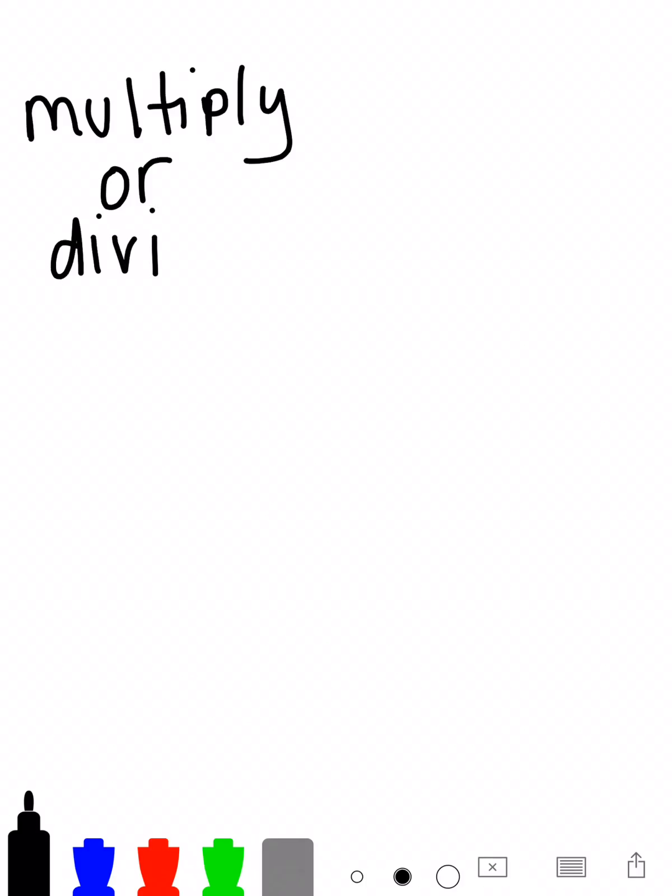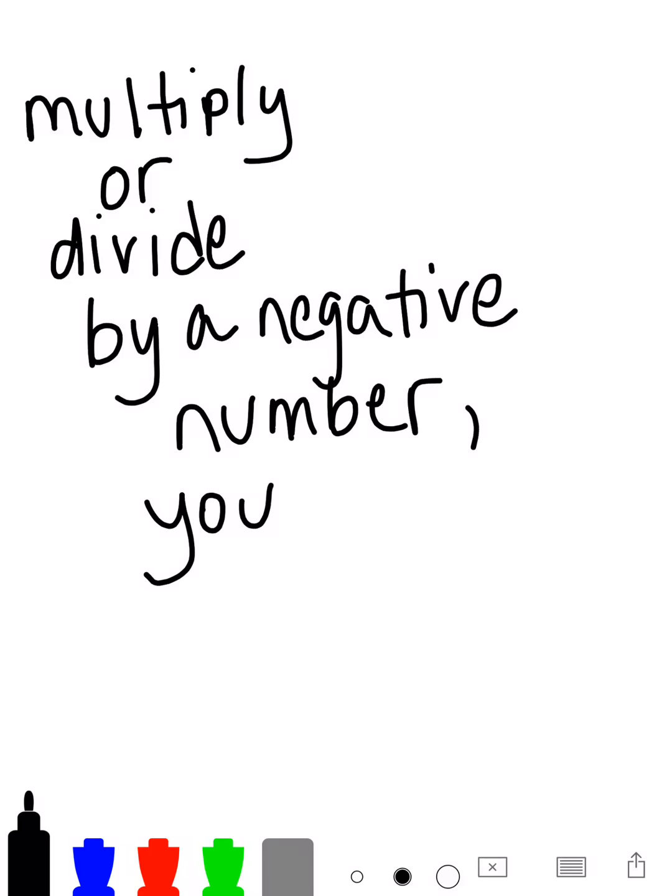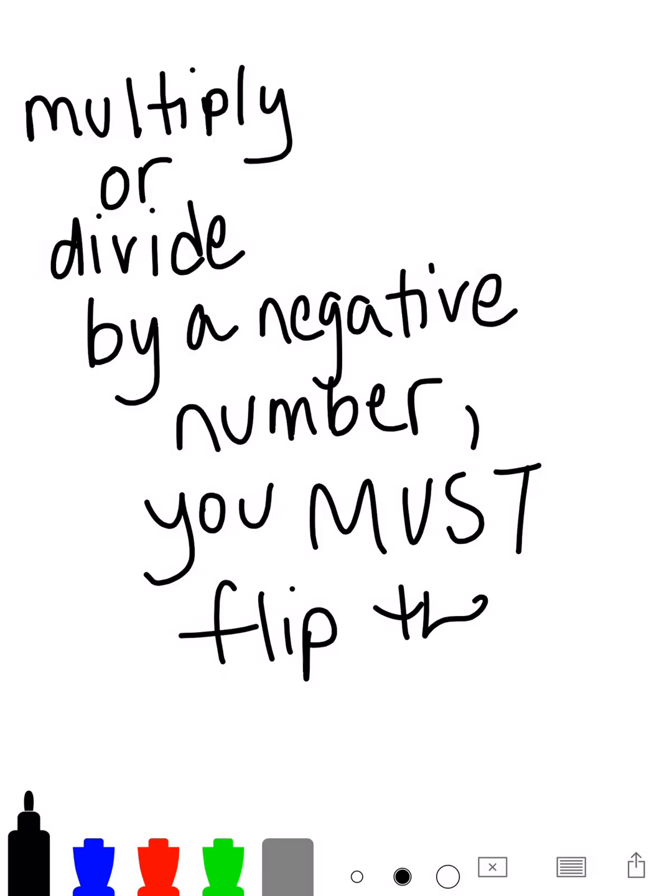If you multiply or divide by a negative number, you must flip the inequality symbol. Pause the video and make sure you jot that note down.